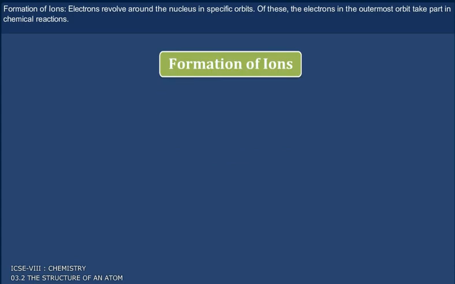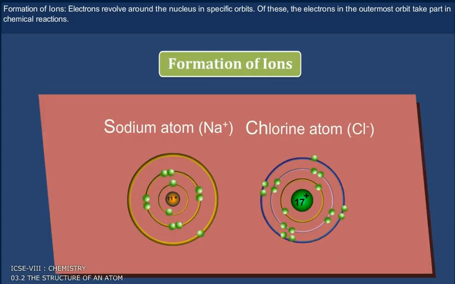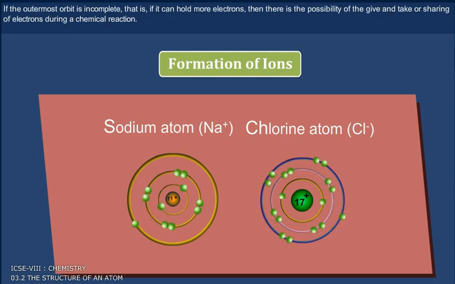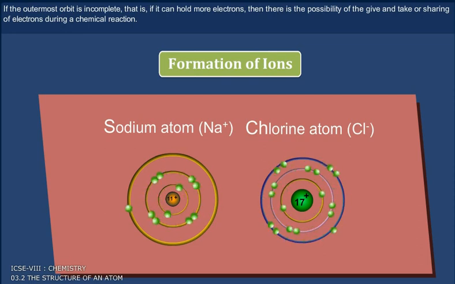Formation of ions. Electrons revolve around the nucleus in specific orbits. Of these, the electrons in the outermost orbit take part in chemical reactions. If the outermost orbit is incomplete, that is, if it can hold more electrons, then there is the possibility of the give and take or sharing of electrons during a chemical reaction.